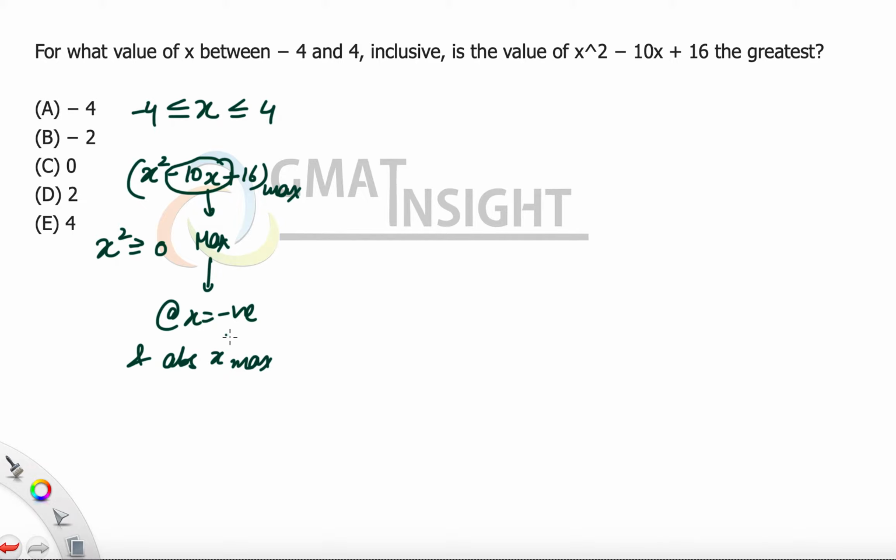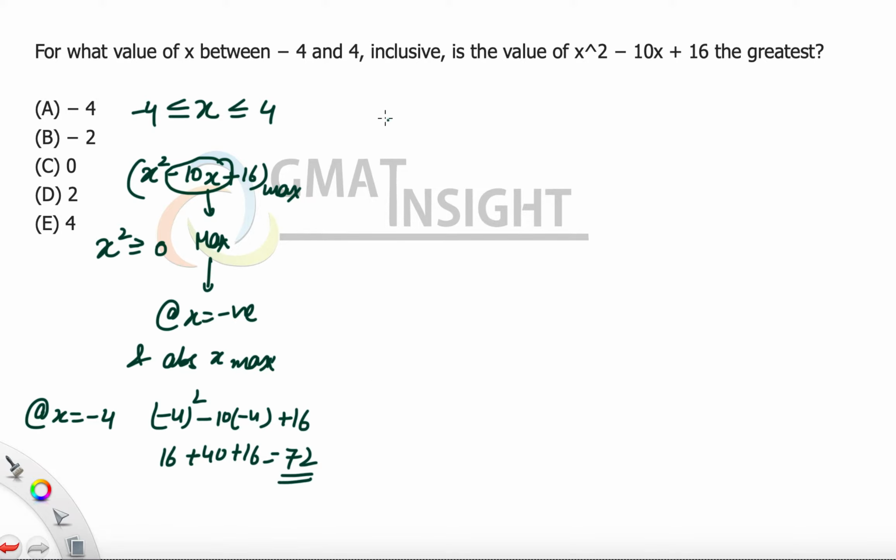That means we have to take the maximum absolute value of x on the negative side, which means if we take x equal to -4, then the value of this expression will be (-4) squared minus 10 times -4 plus 16, and in that case it becomes 16 plus 40 plus 16, which is 72. That will be the maximum. This is one way of answering the question.